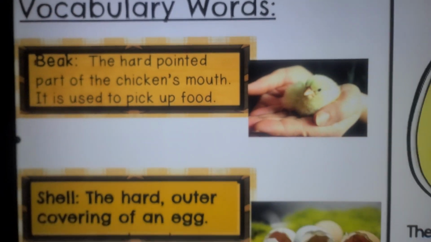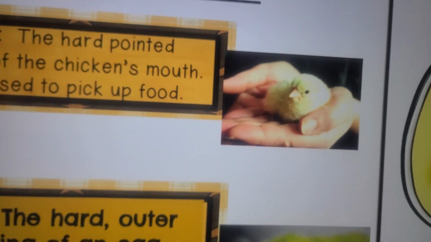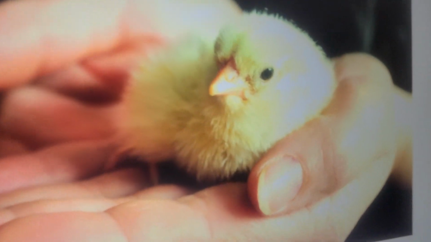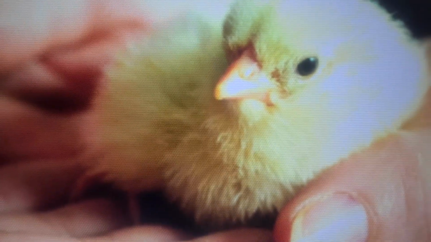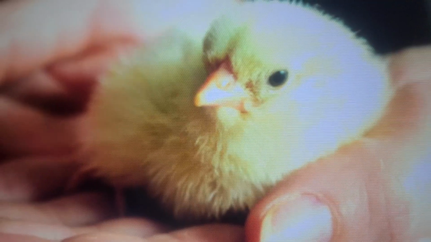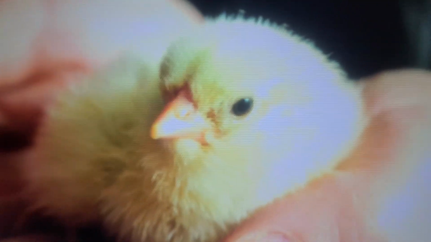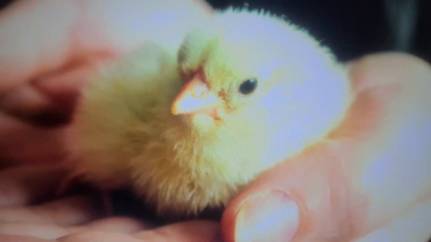Today we have 2 vocabulary words, beak and shell. When we're talking about the beak, it is the hard pointed part of the chicken's mouth. It's used to pick up food. It's also how they drink water. We'll talk about that after the baby chicks are born. You actually have to kind of teach them how to dip their beak into the water, and then once you dip their beak into the water, they learn how to swallow water.